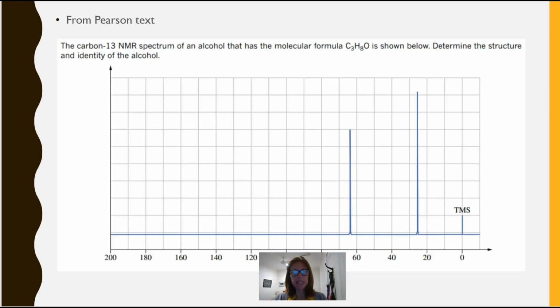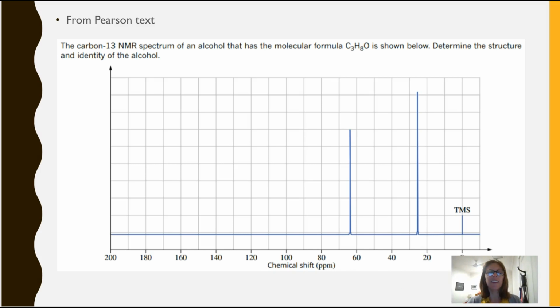So having a look at this one, it's out of Pearson. And again, I'll just pop me over here. The carbon-13 NMR spectrum of an alcohol has the molecular formula of C3H8O, and it's shown below. Determine the structure, so we want you to draw it, and the identity. So we've got some clues obviously here. So let's have a look and see what we've got.